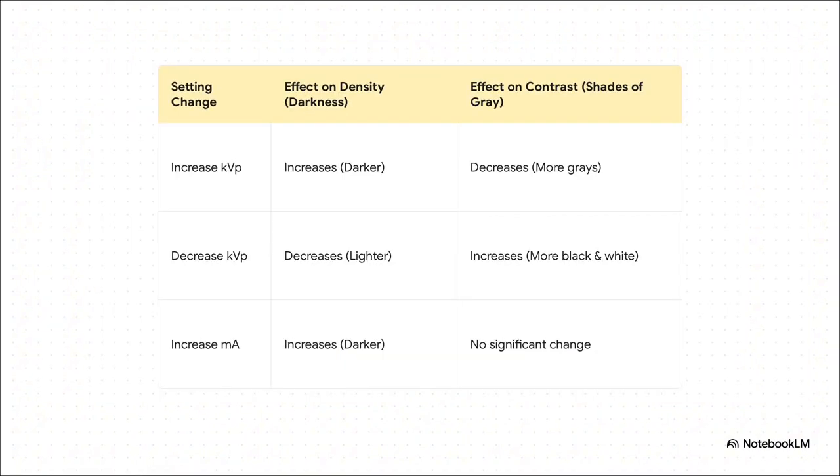Okay, so let's look at the cause and effect here. If you crank up the kVp, the power, the image gets darker. But look what else happens. It actually decreases the contrast, which gives you more shades of gray. Now, if you just turn up the milliamperage, the quantity, the image also gets darker, but the contrast doesn't really change. It's a really delicate balancing act to get it just right.